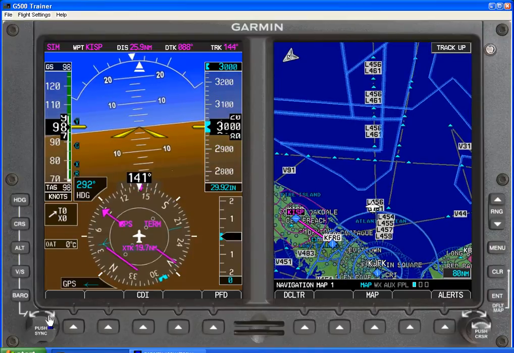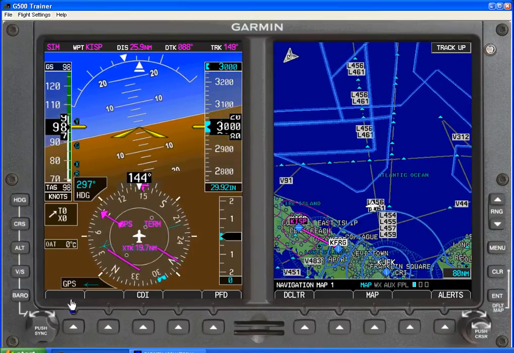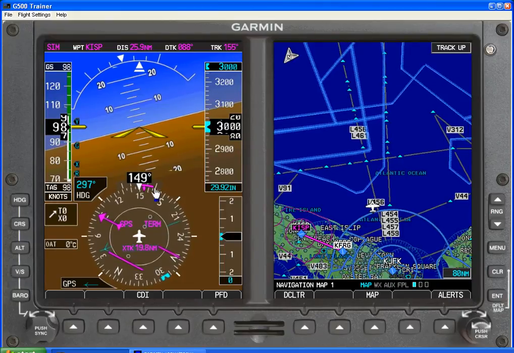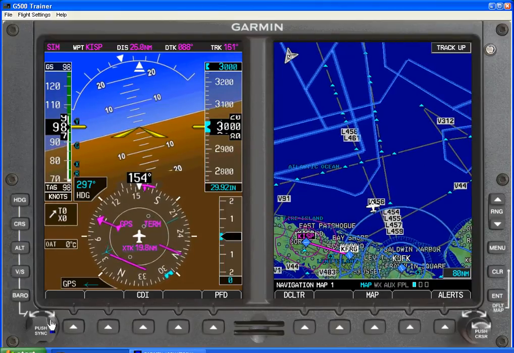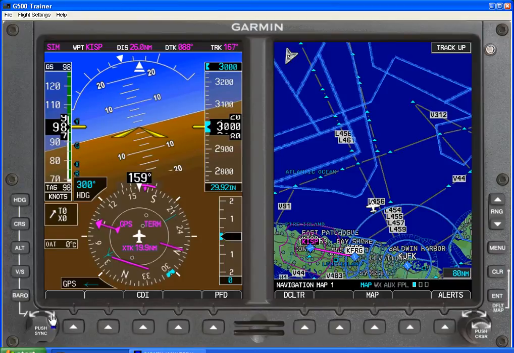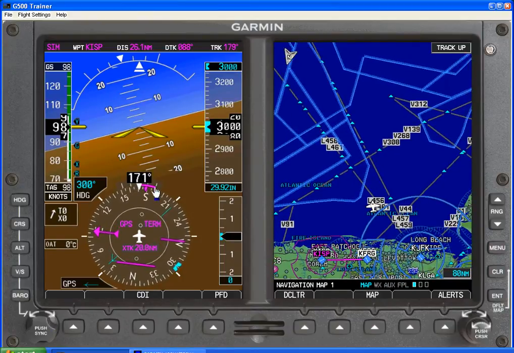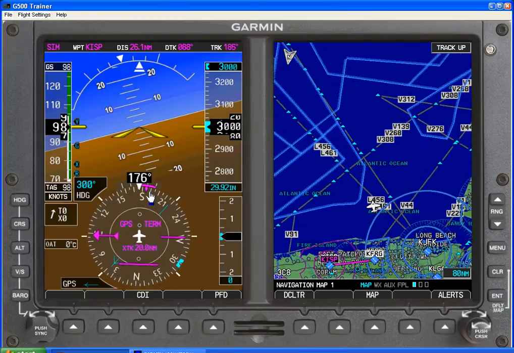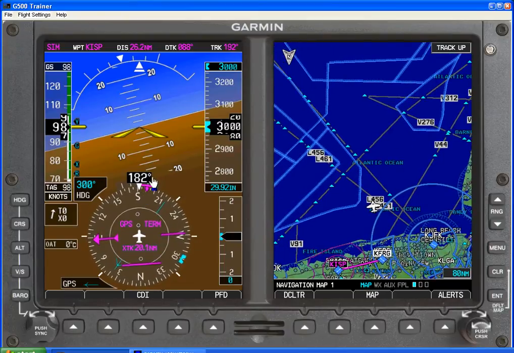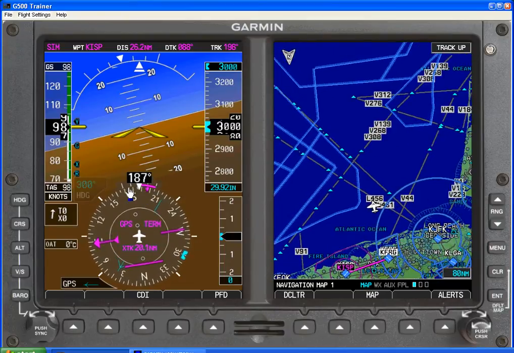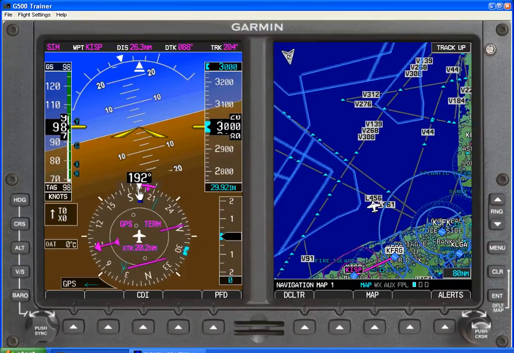We'll come all the way back to 300. Standard rate turn here is presenting itself. The standard rate turn will even out with this tick mark that indicates standard rate. Again, half standard rate would be halfway. That's that mini little mark.